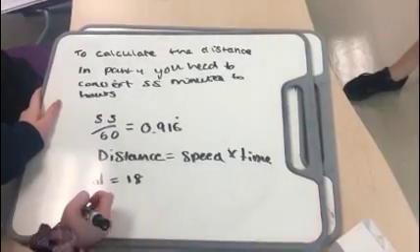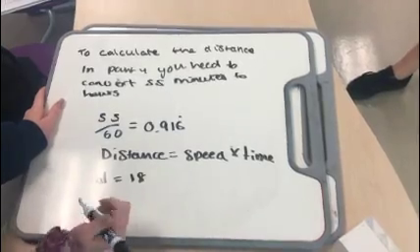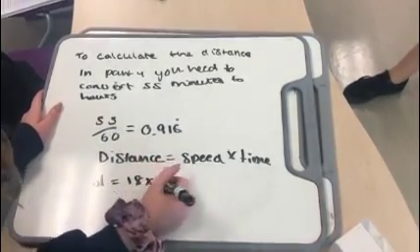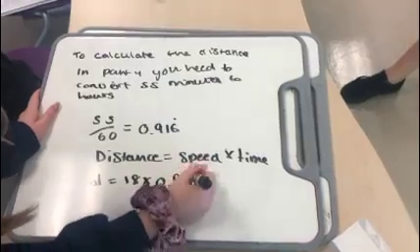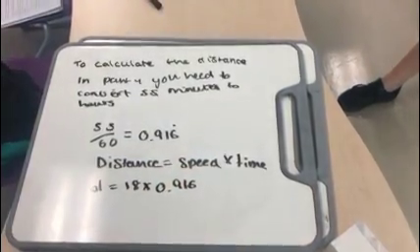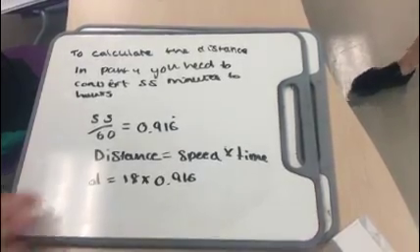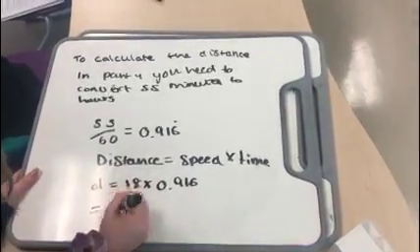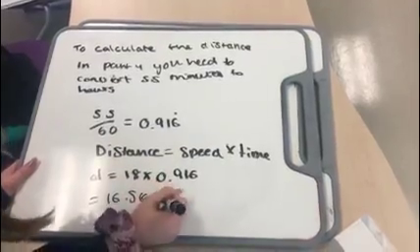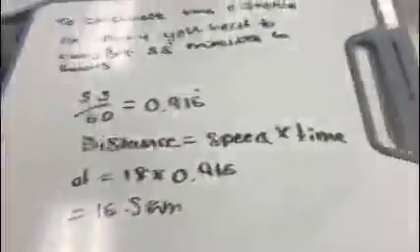So you plug this into the equation. You put 18 times 0.916. Why do you put 18? Because his average speed was 18 kilometers per hour. Okay, and that equals 16.5 kilometers. So that's how you find the distance in part 1.